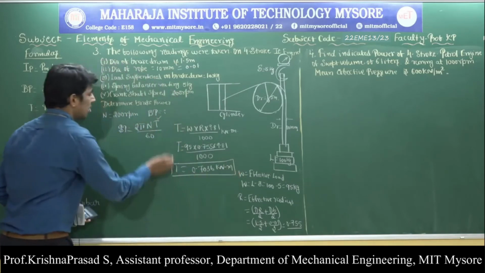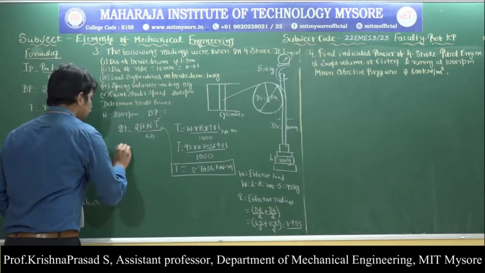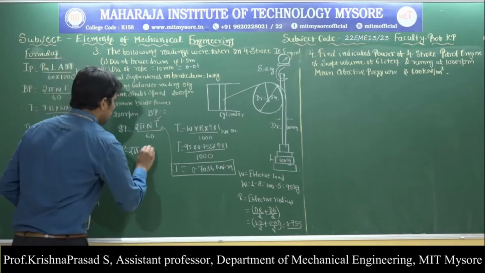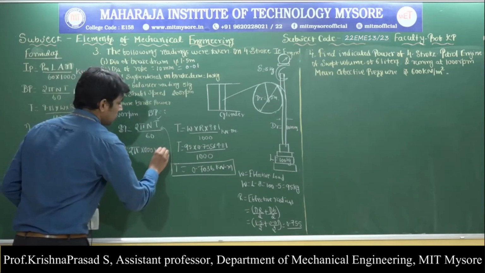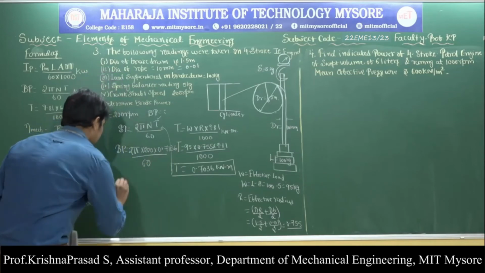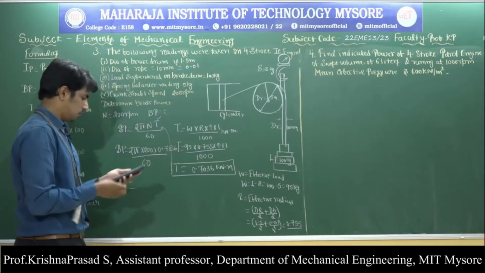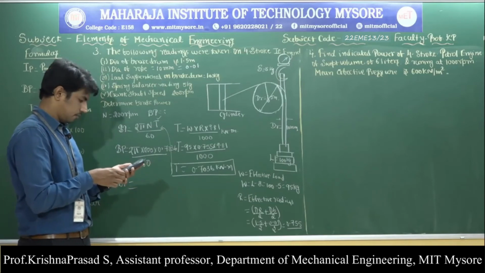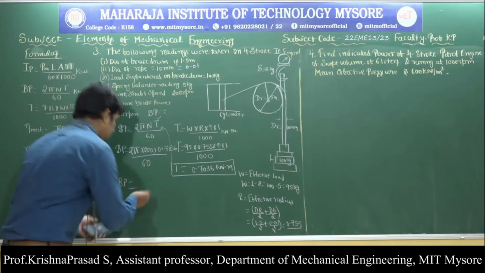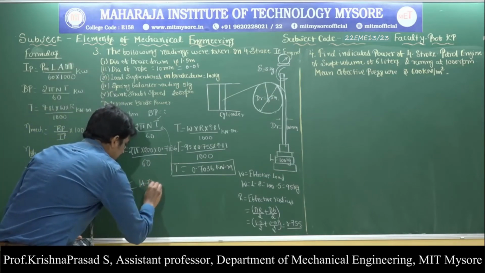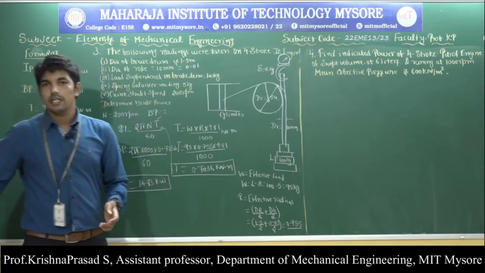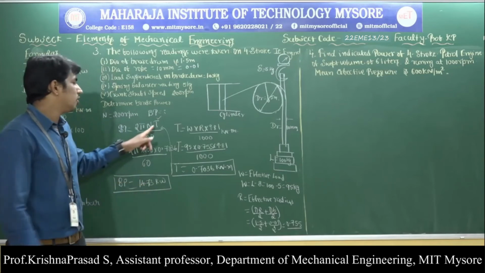Now substitute the value of torque in brake power, that is BP = 2π × N × T / 60, where N is 200 rpm and T is 0.7036. So BP is equal to 14.73 kilowatt.